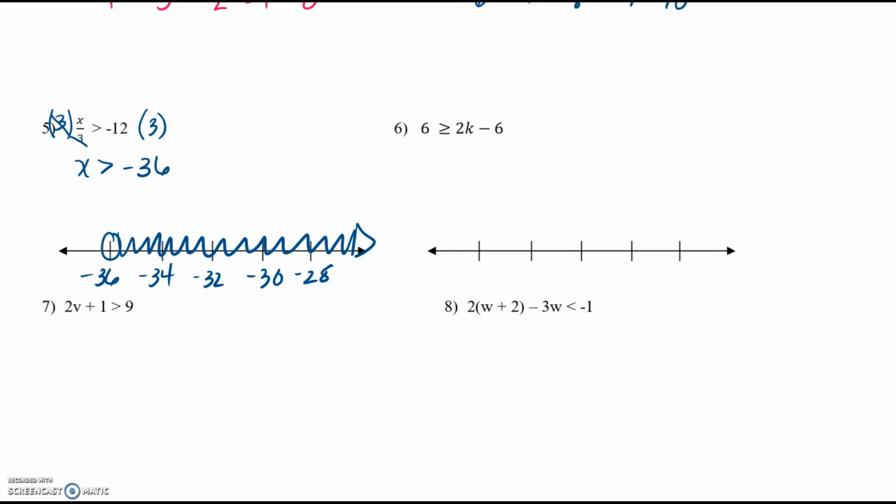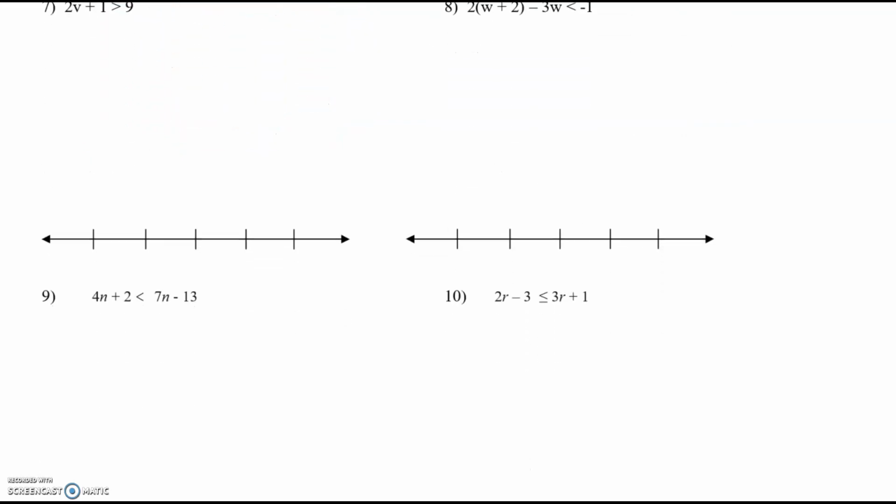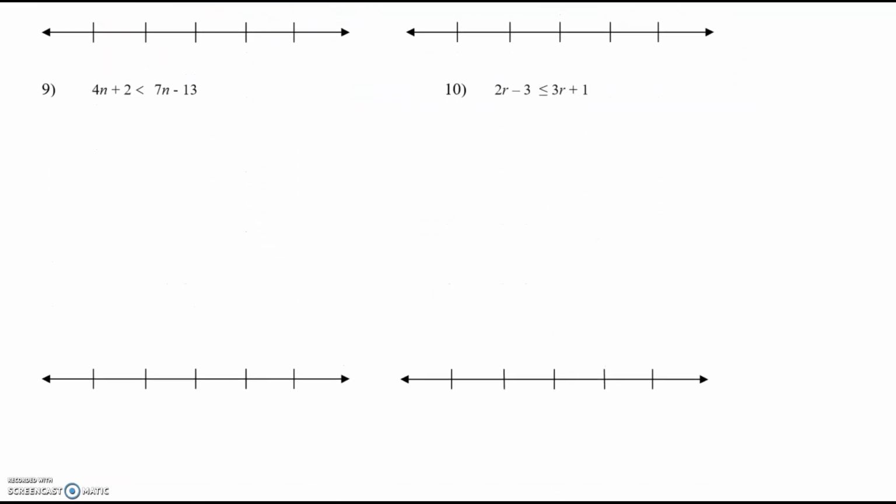Let's do number 9. Number 9. 4n plus 2 is less than 7n minus 13. You're going to subtract 2. We want to isolate our numbers together and our variables on the other side. And at the same time, I'm going to subtract 7n. So I get 4n minus 7n is negative 3n is less than, the 7n's are gone, negative 15.